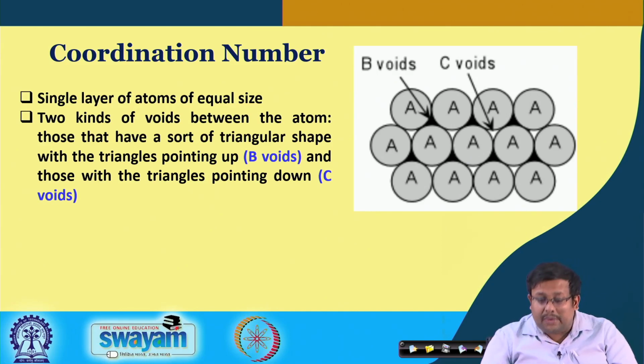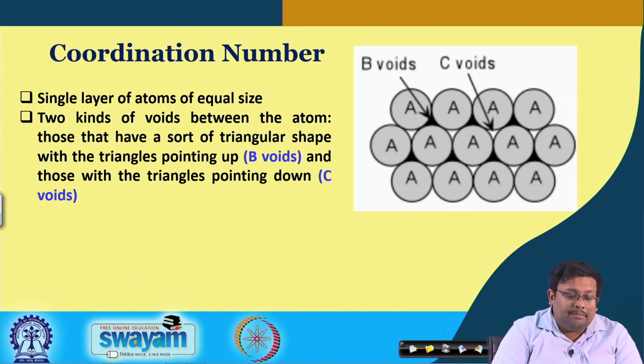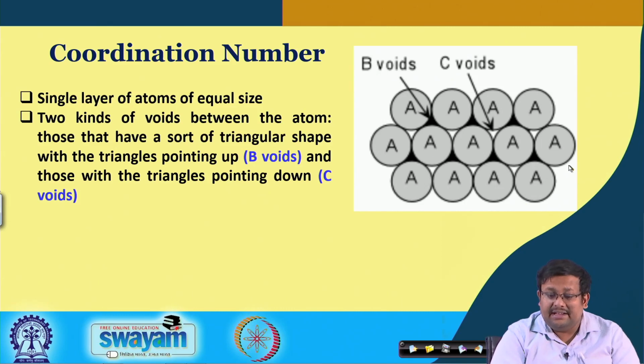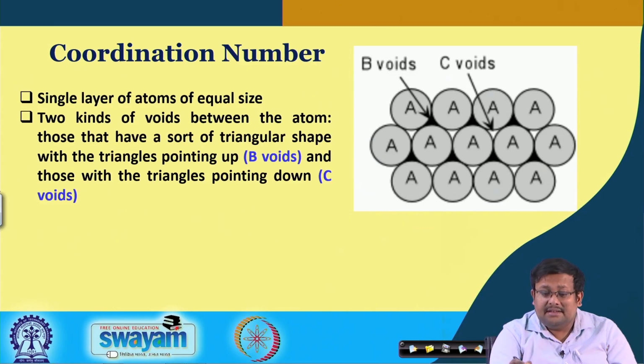So, before discussing those two ways, let us discuss another important point: the single layer of atoms of equal size, which we have seen in the last slide. Let us assume these atoms are denoted by A, then two kinds of voids are present between these atoms. As you can see, this is one kind of void and this is another kind of void, and we are naming these as B voids and C voids.